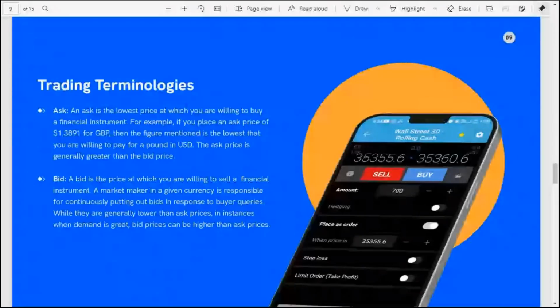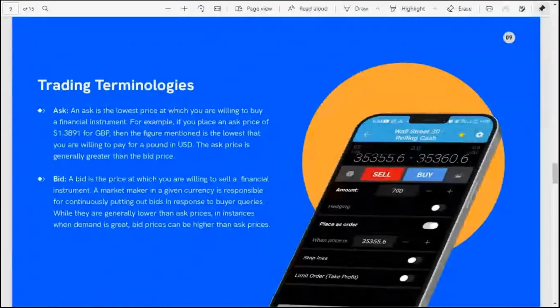You always have this last price you are willing to sell your furniture for, and never go below that price. That's what a bid price is, okay? The price you are willing to sell a certain table or chair for. And a market maker, when I say a market maker, it just means price in a given currency, responsible for continuously putting out bids in response to the buyers' queries.